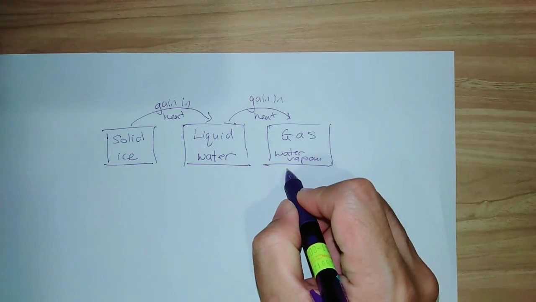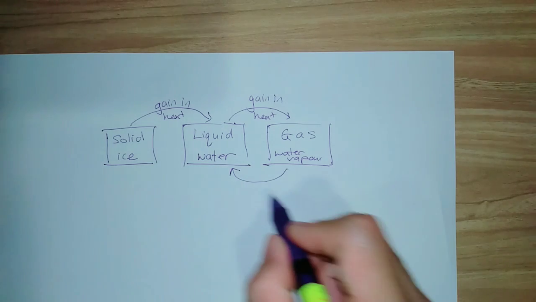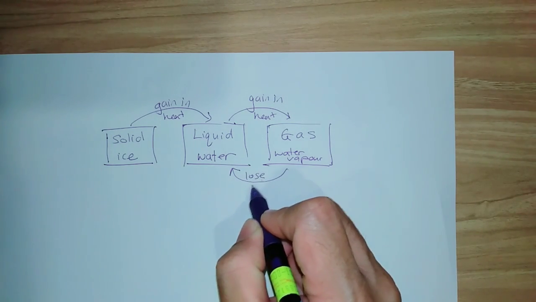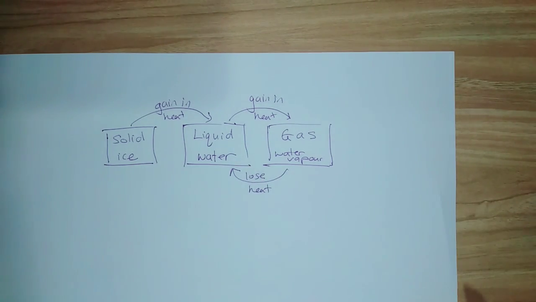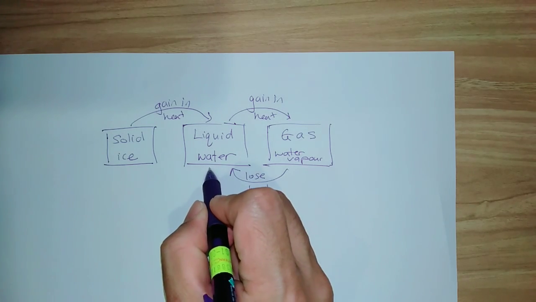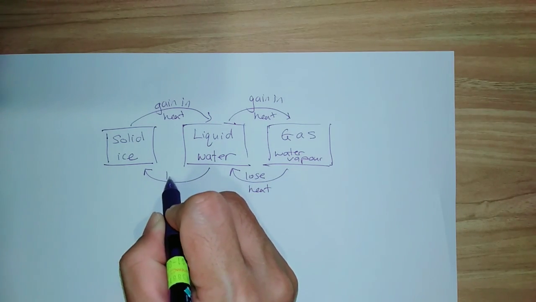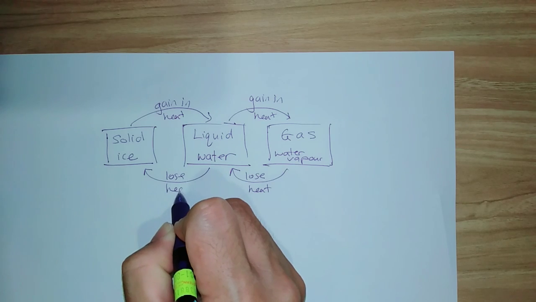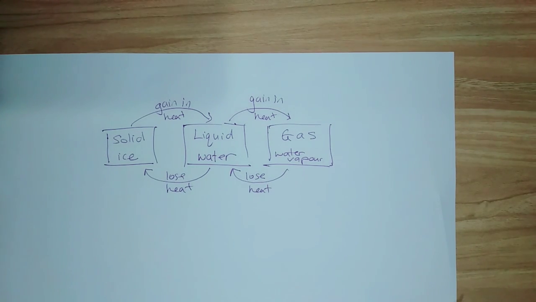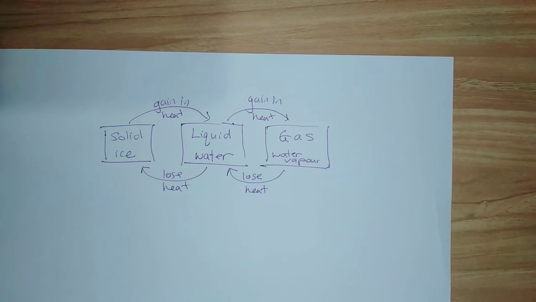And for the gas to return to this liquid state, it has to lose heat to the surroundings. And for water in the liquid state to become ice, it has to lose heat to the surroundings. Okay, so far? Now, for the primary 5s, you need to know the specific terms of the processes.